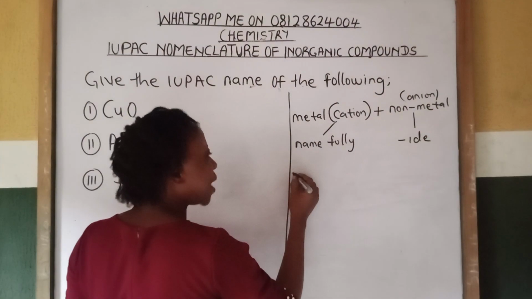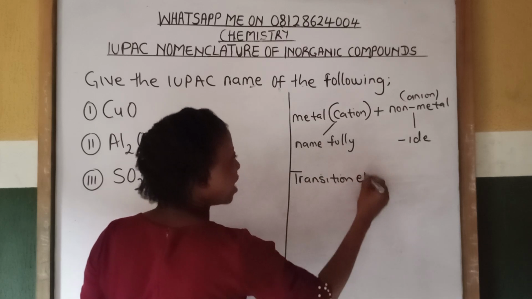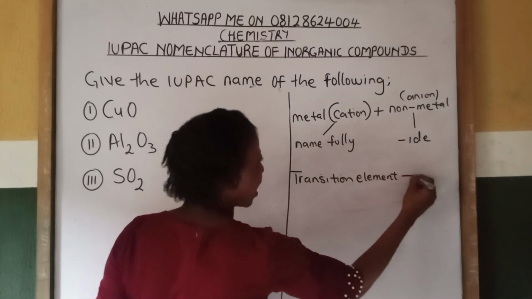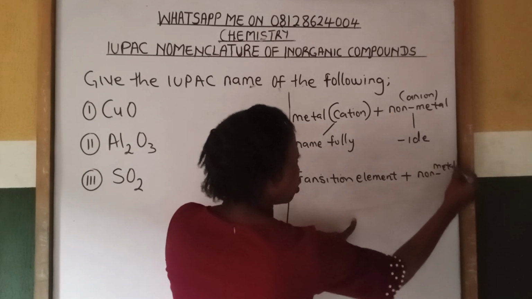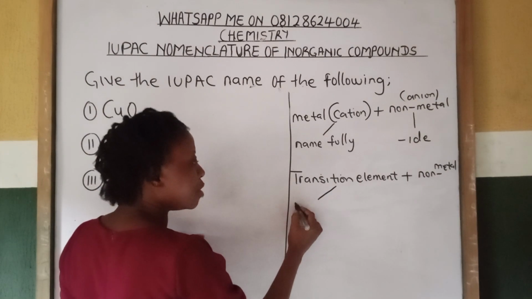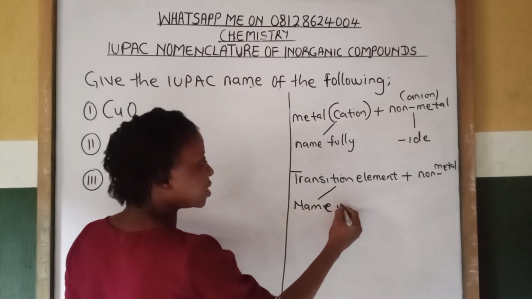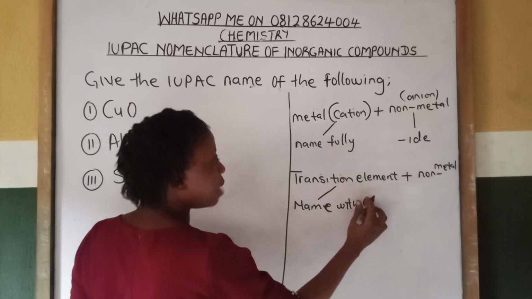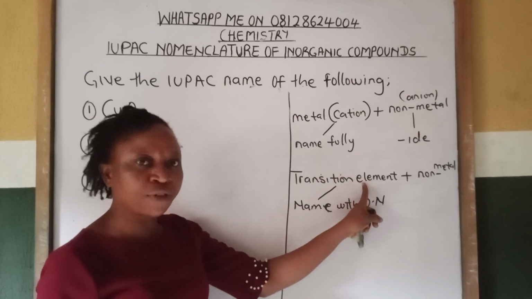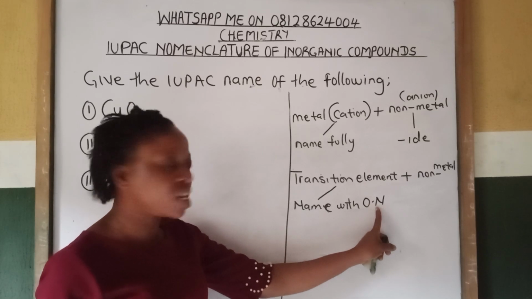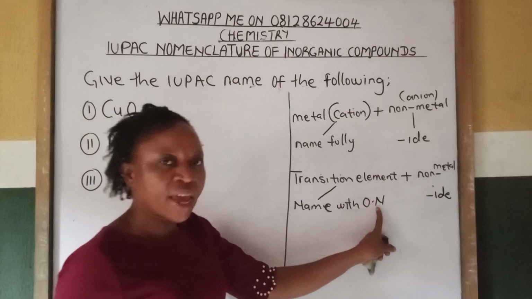So when you have a compound that consists of transition elements and a non-metal, you name the transition element fully with the oxidation number of that transition element. While the non-metal will end with "ide".